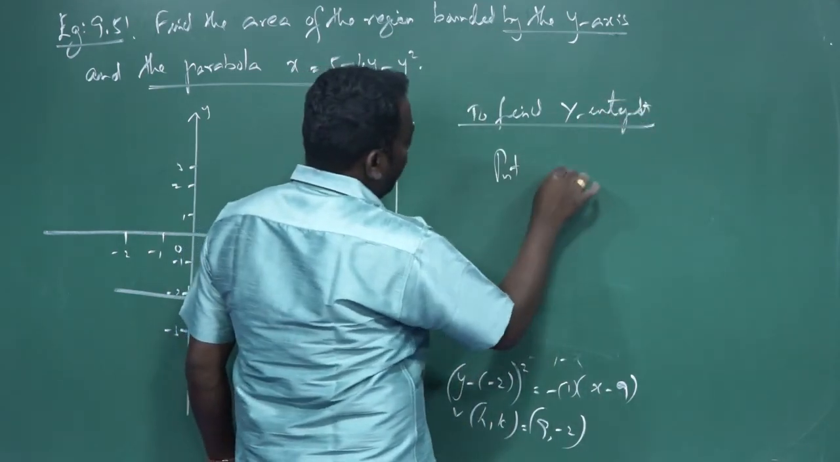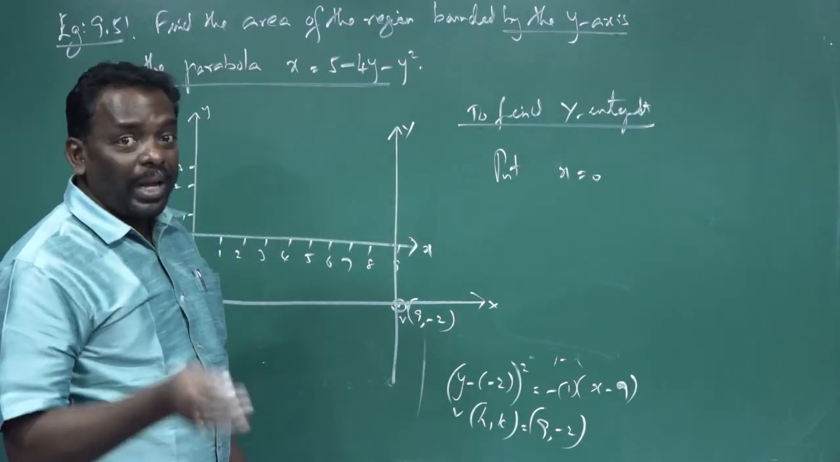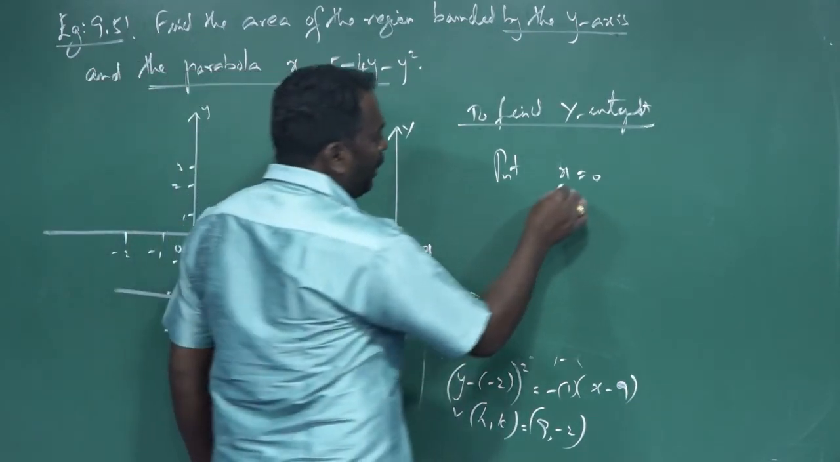Put x equal to 0. If we need the x-intercept, put y equal to 0. If we need the y-intercept, put x equal to 0. X equal to 0 means what?